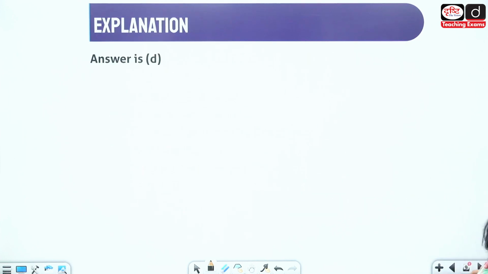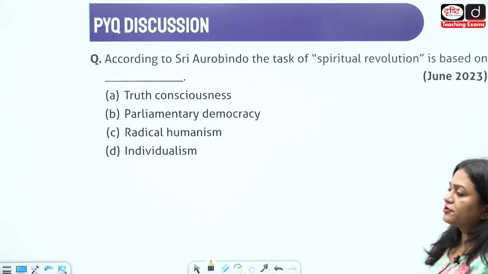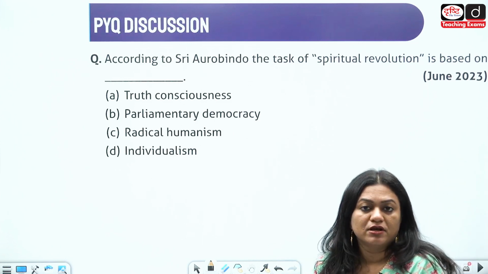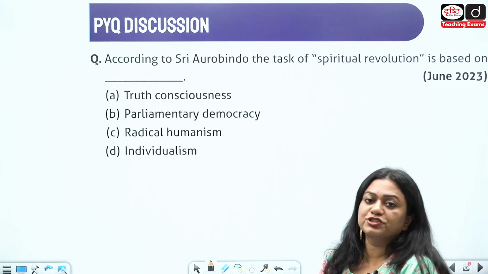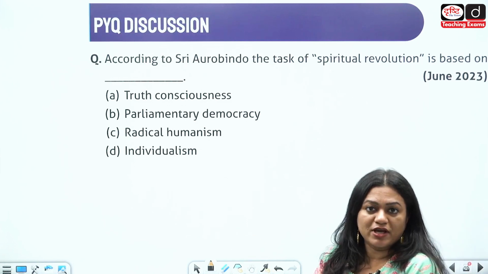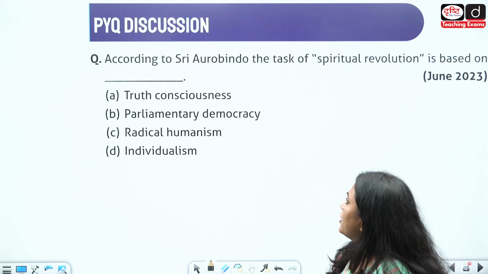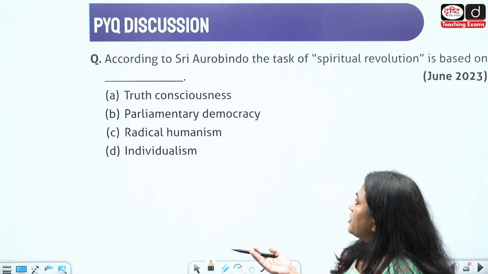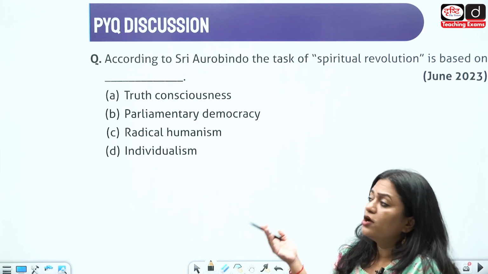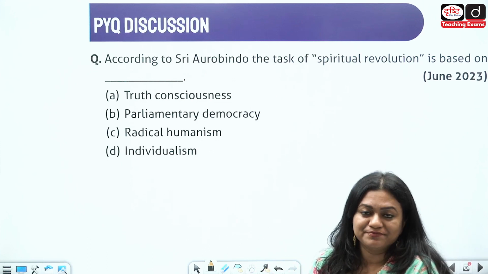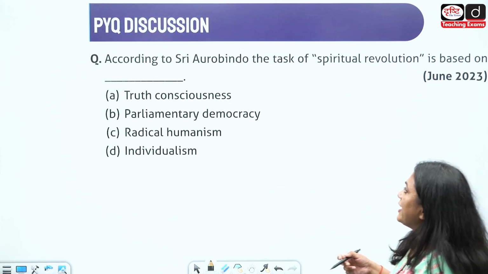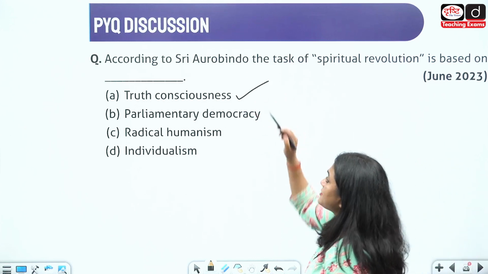Yes, the correct answer is D. Now moving to our next question. According to Sri Aurobindo, the task of spiritual revolution is based on, so here we have four options. Option A, truth consciousness. Option B, parliamentary democracy. Option C, radical humanism, and D, individualism. So the correct answer is A, truth consciousness.